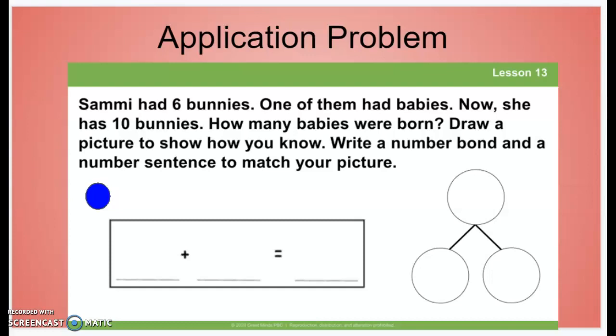Now remember, when we are working with word problems, we have to take the time to think about what the problem is telling us and what it's asking us. What do we know? We know that Sammy has 6 bunnies. What is it asking us? How many babies were born? And to draw a picture to show how we know. Write a number bond and a number sentence to match the picture. You can pause the video now and work on this problem.